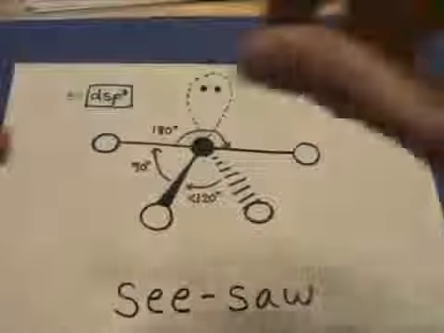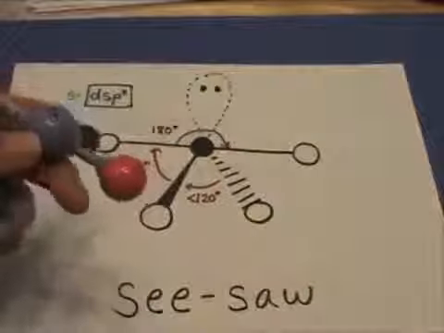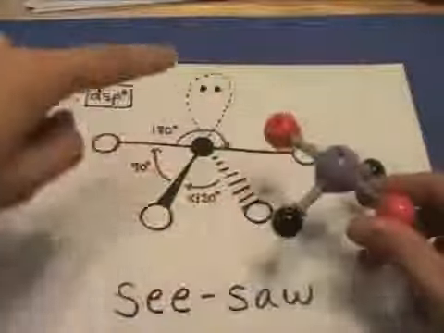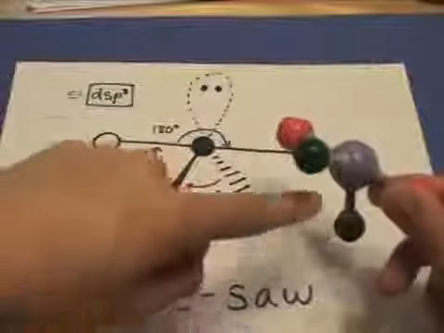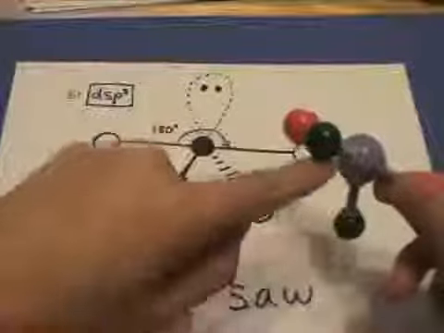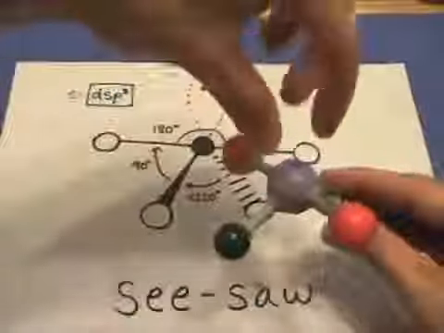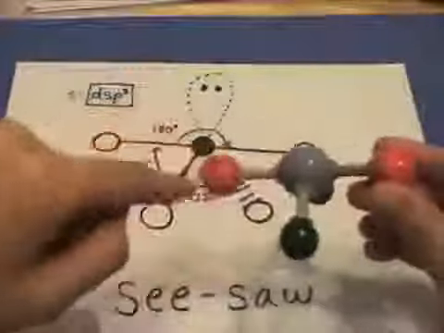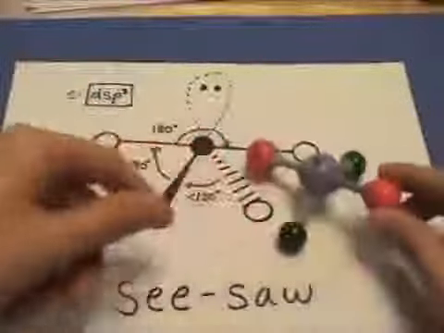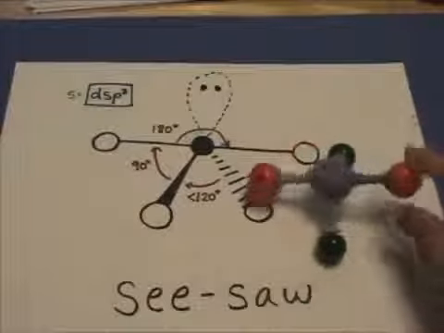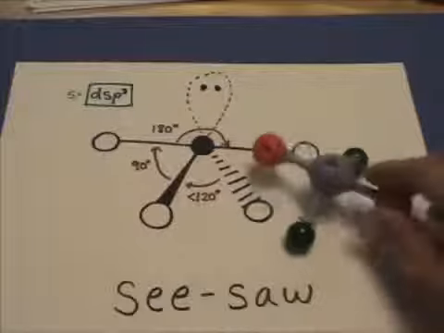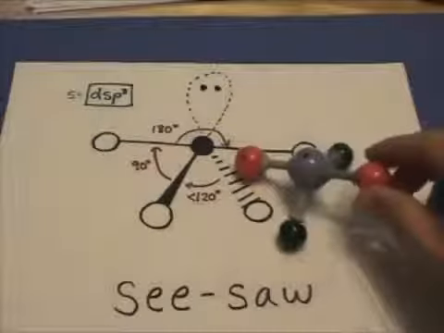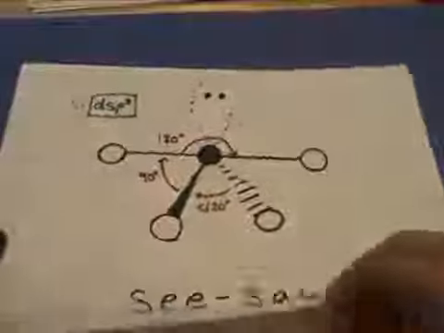If one of the sigma bonds is replaced by a lone pair of electrons, the lone pair actually goes to the equatorial position. Now we have the expected 120 degrees, but maybe slightly less because this lone pair takes up a little bit more space. And then approximately 180 degrees is predicted, and we call this a seesaw with a dsp3 hybridized central atom where you have 4 sigma bonds and 1 lone pair of electrons.